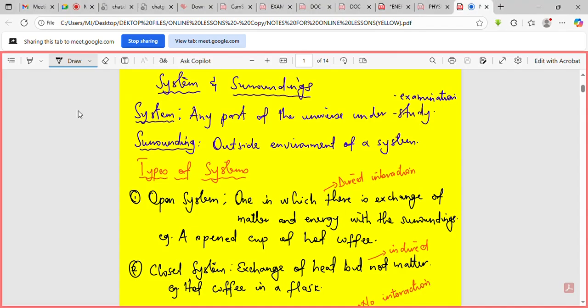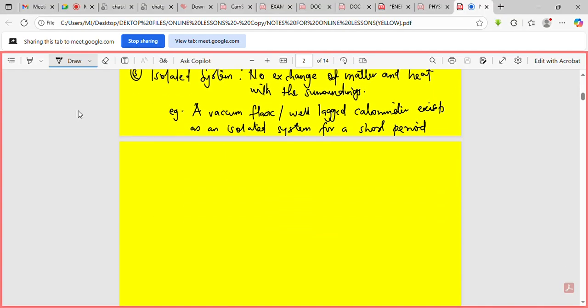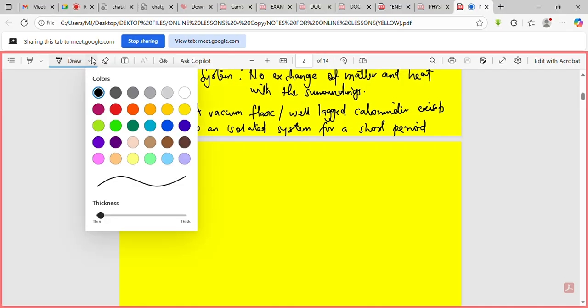Another terminology you must have heard is enthalpy. Do you have an idea what enthalpy is?